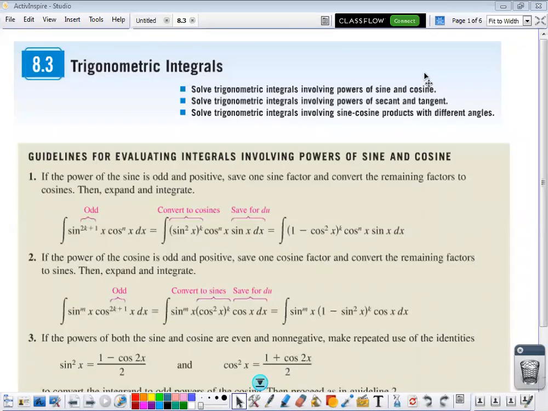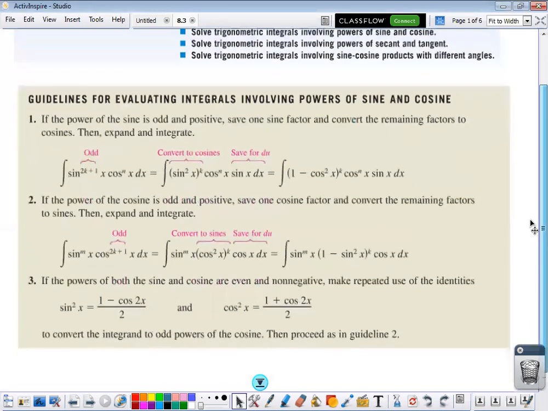This is section 8.3, trigonometric integrals. These problems are when you have trig functions, sine and cosine, tangent and secant, etc., that are raised to powers, and what you're going to let your u equal, and sometimes we're going to have to use Pythagorean identities.